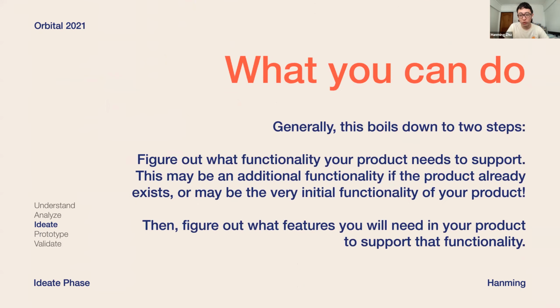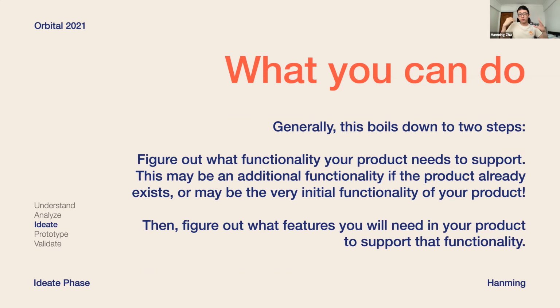So generally, what you can do is break it down into 2 steps. First you figure out what kind of functionality your product needs to support. If you have an existing product already, maybe this is an additional functionality you want to support. Or if it's a brand new product, this will be the very first functionality. Then secondly, you figure out what features you want to have in the product to support the functionality.